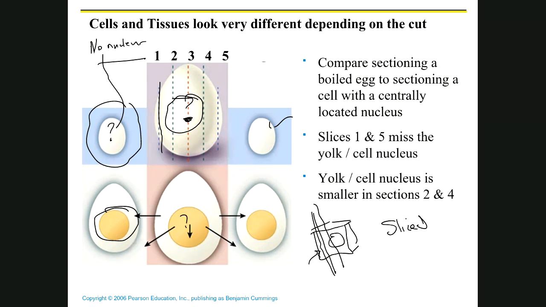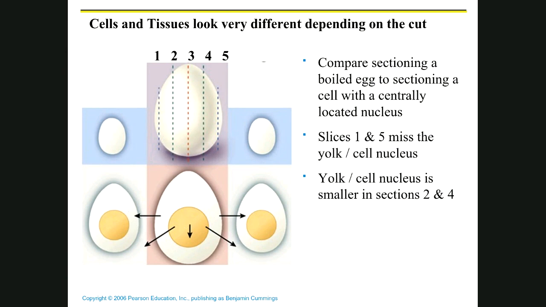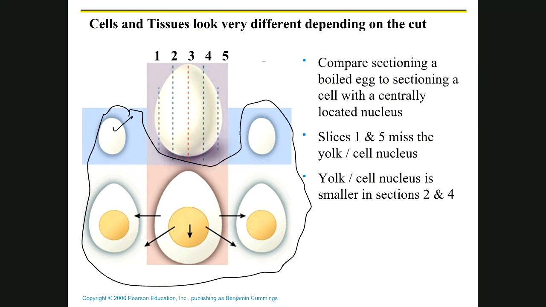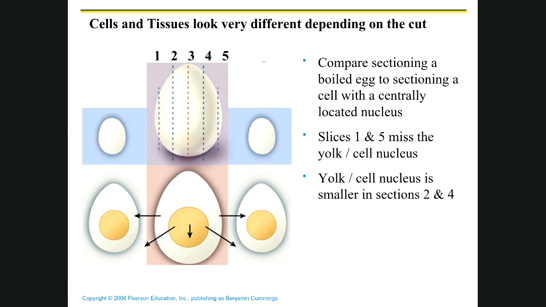So when we start looking at tissues, you're going to see all of this in one view. You're going to see some cells that are cut like this, and some cells that are cut like this, and some cells that are cut like this. Well, if I were to ask you to pick out the best representation of this boiled egg, which one would you pick? A, B, C, D, you'd pick C. So if you saw a bunch of cells lined up, and they were like this, this, this, and this, this is the one you should look at. This is the one you should pay attention to. These others, there's something wrong with the cut. They're not good representations of the cell.